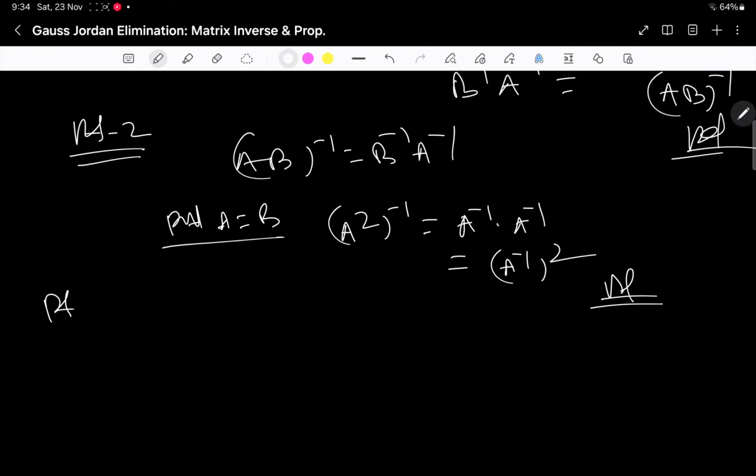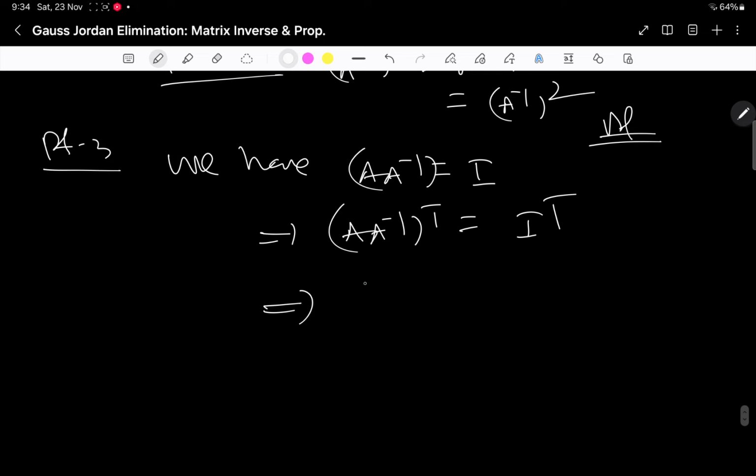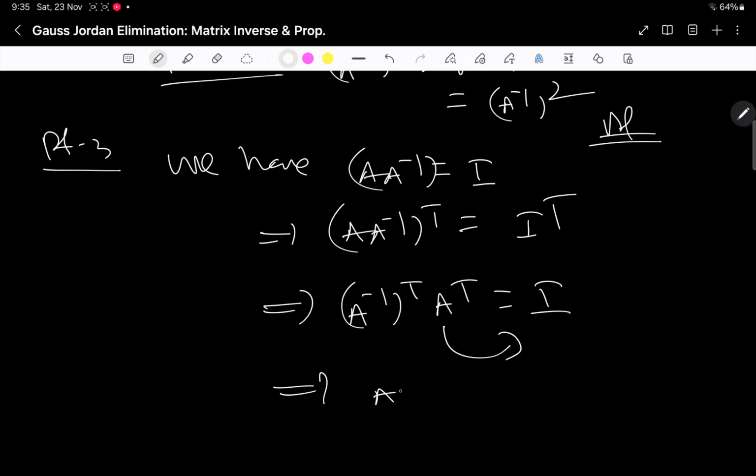Now coming to proof 3. You know we have A inverse A is your identity. So now if I take the transpose of both sides, you know (AB) whole transpose is B transpose A transpose. It is (A inverse) transpose into A transpose is your I. Now if I bring this to this side, my (A inverse) transpose is (A transpose) inverse. So this is my proof now.